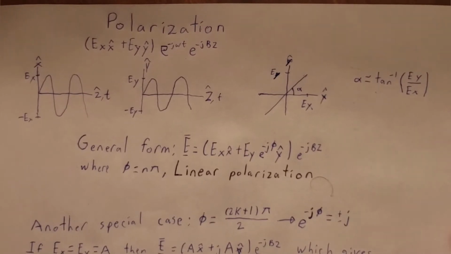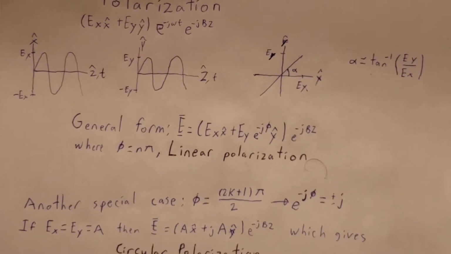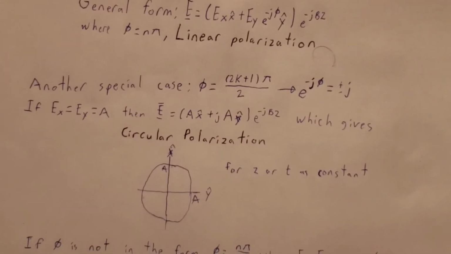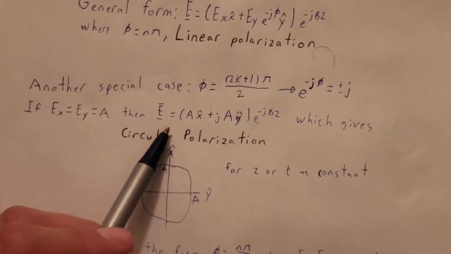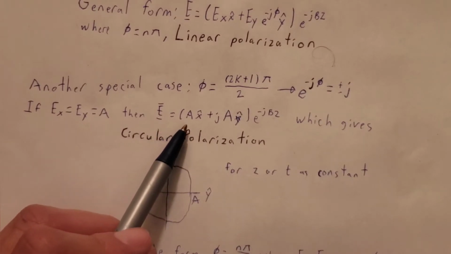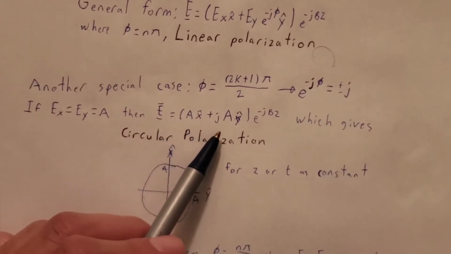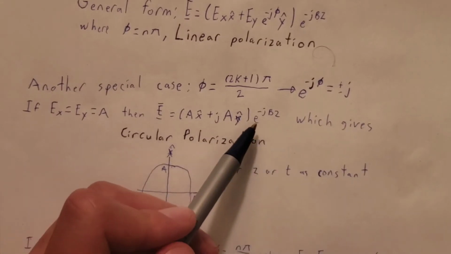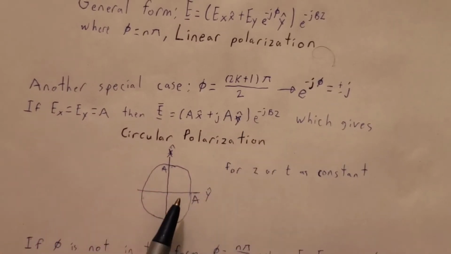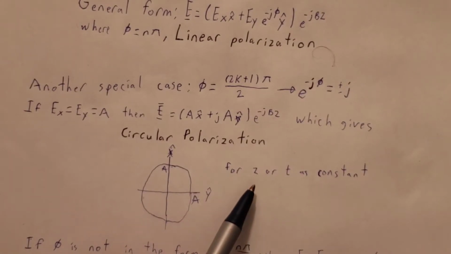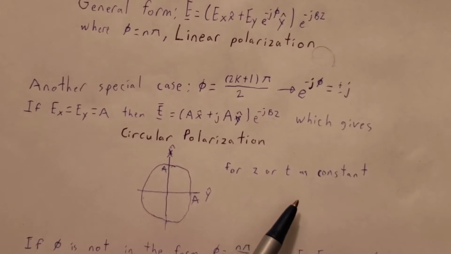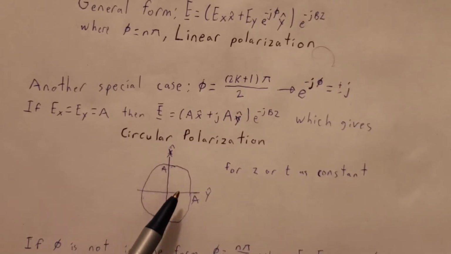So if we hold Ex equal to Ey equal to an amplitude a, then we arrive at, in phasor form, the electric field equal to a x hat plus j a y hat, times e to the negative j beta z, which will give us circular polarization. This is when we hold either z or t as constant and propagate along the other one, t or z, and we arrive in the xy plane with a circle of radius a.